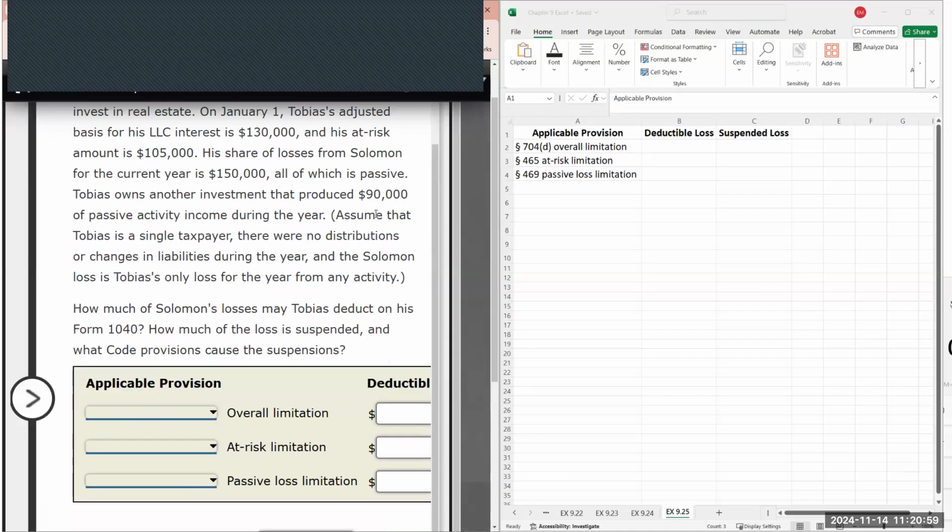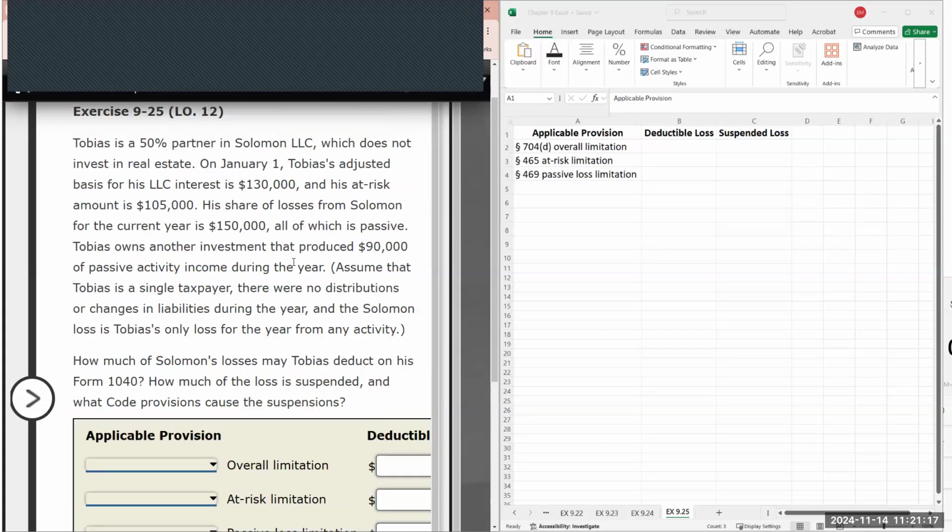Here it asks, how much of Solomon's losses may Tobias deduct on his Form 1040? How much of the loss is suspended? And what code provisions cause the suspensions? All right, so in this case, it says Tobias is a 50% partner in Solomon LLC, which does not invest in real estate. And then it's letting us know what's happening.